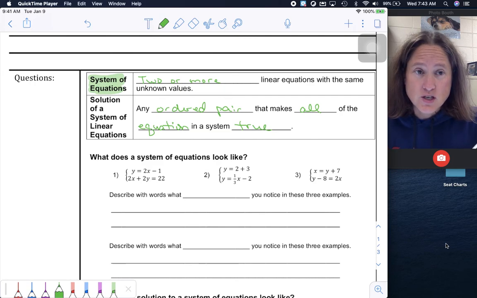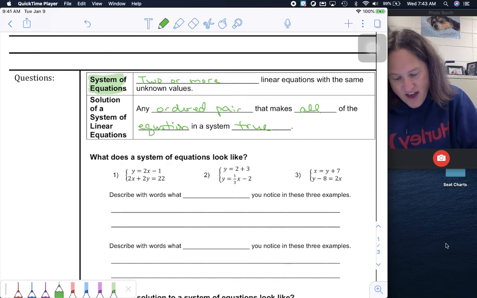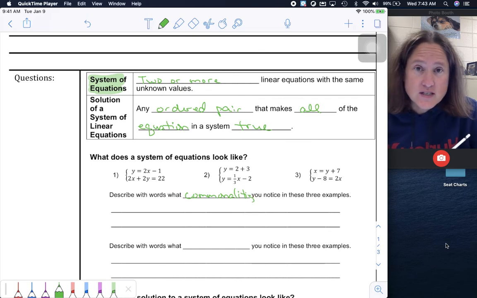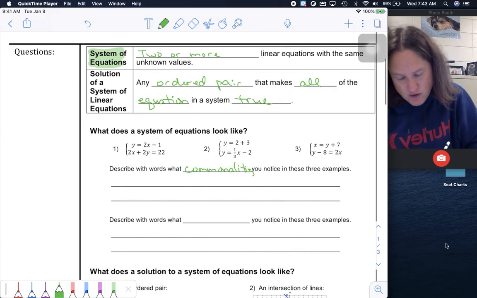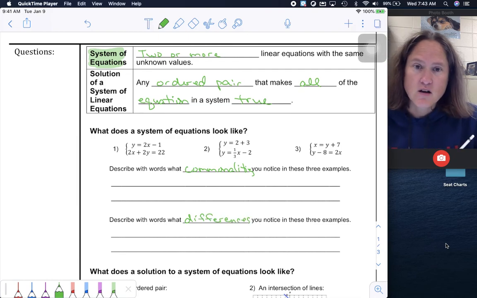Okay, so here are some examples of systems, 1, 2, and 3. What I want you to do is take some time, look at the systems, and describe with words what commonalities we notice in all three examples, and describe in words some differences. So pause the video and take some time to do that.